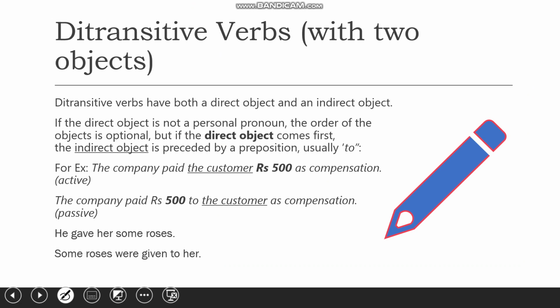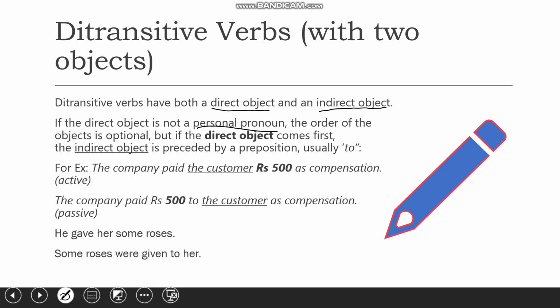Let's move on to the next concept, that is called ditransitive verb. That is a sentence with two objects. Ditransitive verbs have both a direct object and an indirect object. If the direct object is not a personal pronoun, the order of the objects is optional. But if the direct object comes first, then the indirect object is preceded by the preposition to. Usually it is to.